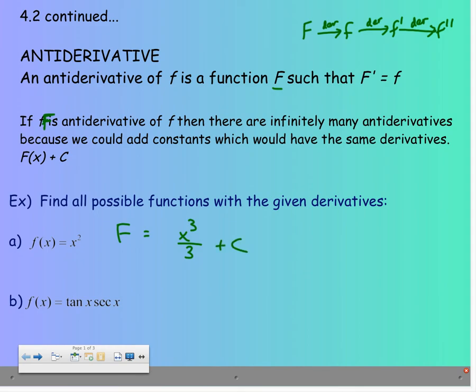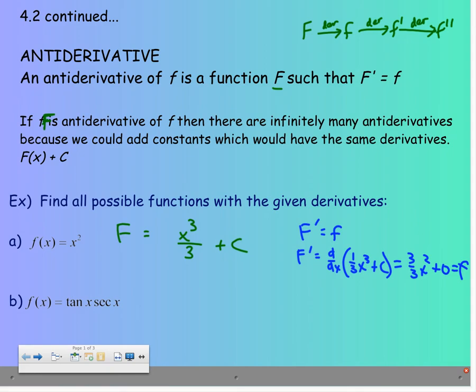You can always check yourself. Take the derivative of F, and we should get lowercase f. In other words, the derivative of 1/3 x cubed plus c. Its derivative would be 3/3 x squared plus 0. And isn't that actually f? Then we did a good job.